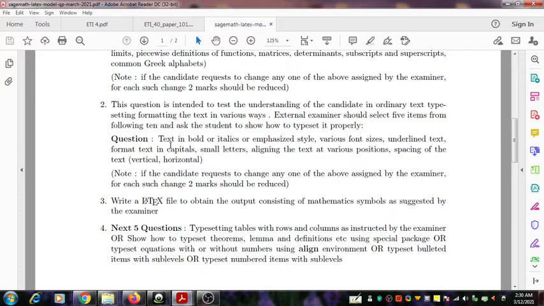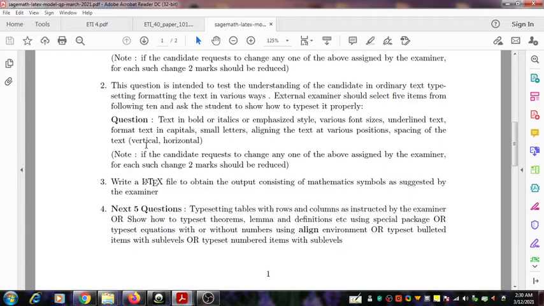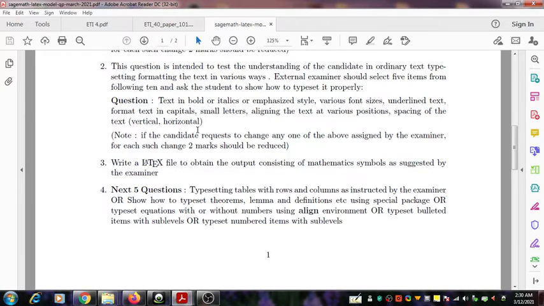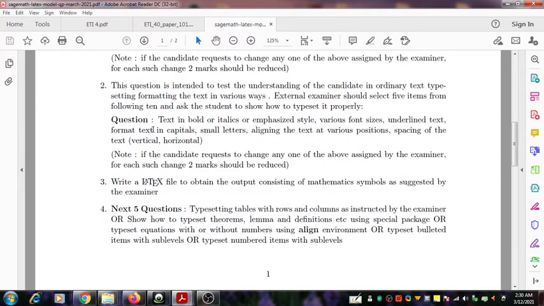For the second question, what can be expected is given here: text in bold letters, italics, emphasizing the matter, various font sizes, underlined text, formatting text in capitals and small letters, aligning the text at various positions, and spacing of the text. All these are topics that can be expected in the second question.